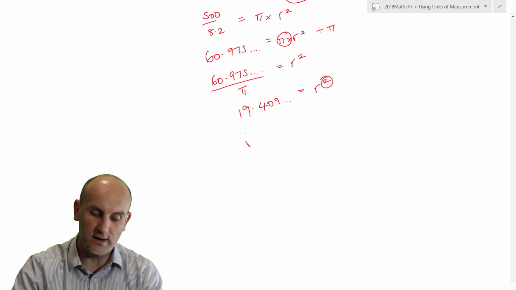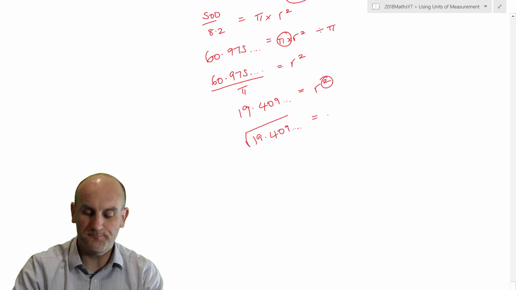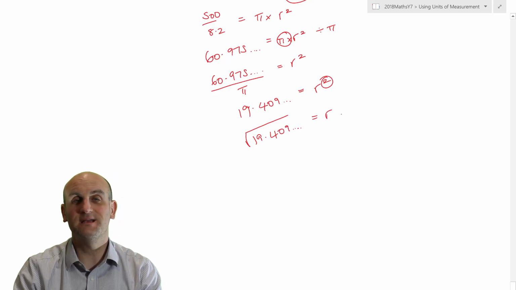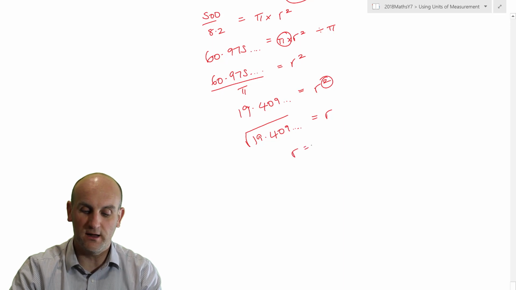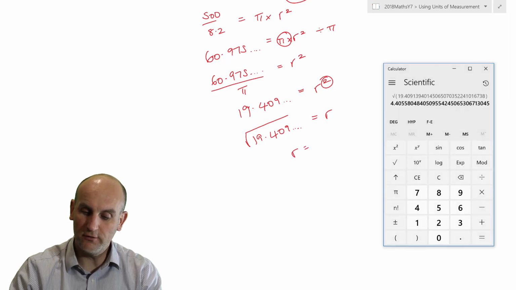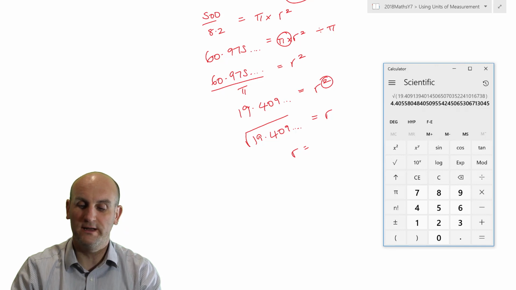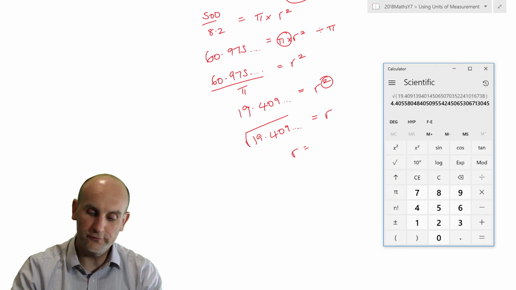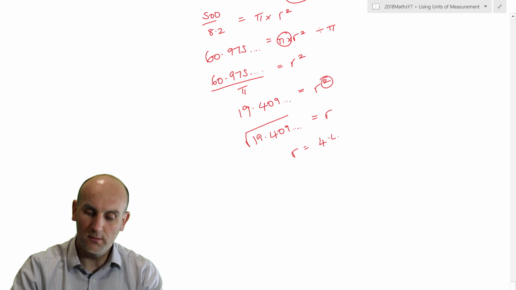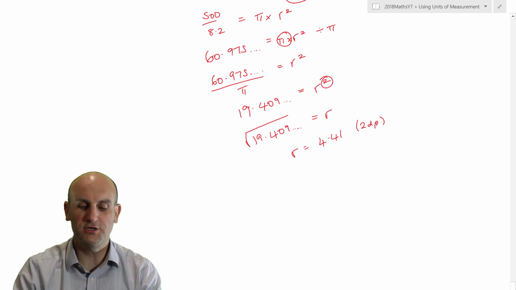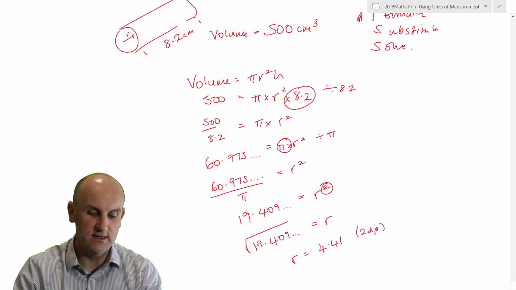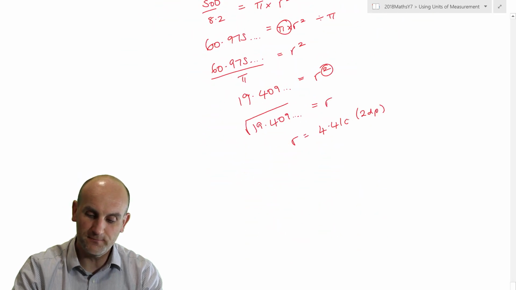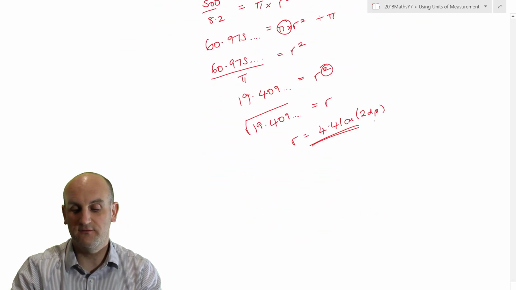So I'm now going to square root 19.409... And again, I'm going to leave those dots in because it's now that I'm going to round. I've got my final answer. So load up my calculator. And I'm going to hit the square root button. And out comes 4.41 to 2 decimal places. Have I forgotten anything? I've forgotten my units. It was given in centimeters. And there are my centimeters with my final answer.